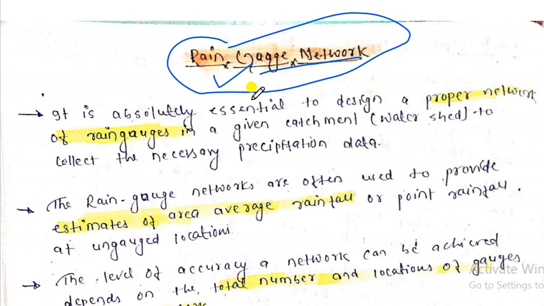Here, as you can see, it is absolutely essential to design a proper network of rain gauges in the given catchment area, which is also known as a watershed, to collect the necessary precipitation data. And why is precipitation data required? To analyze storms, to fix the design flood, and for reservoir regulations. So it is very essential in that manner.